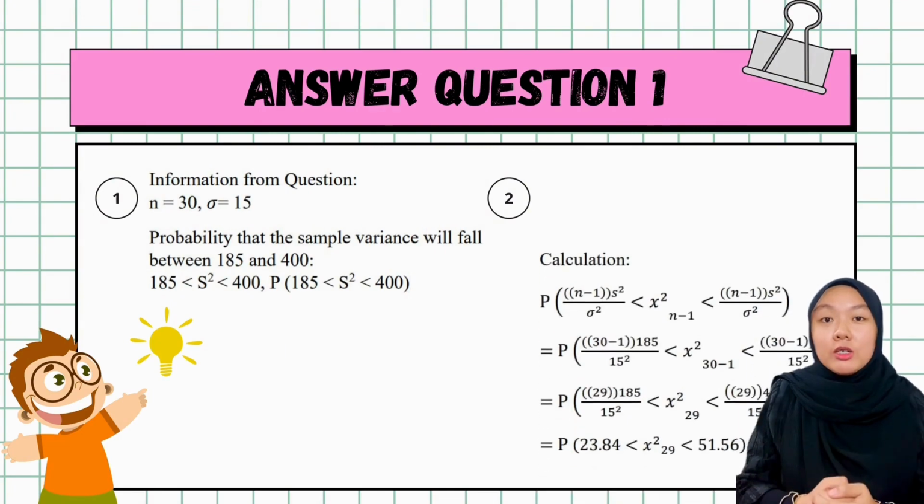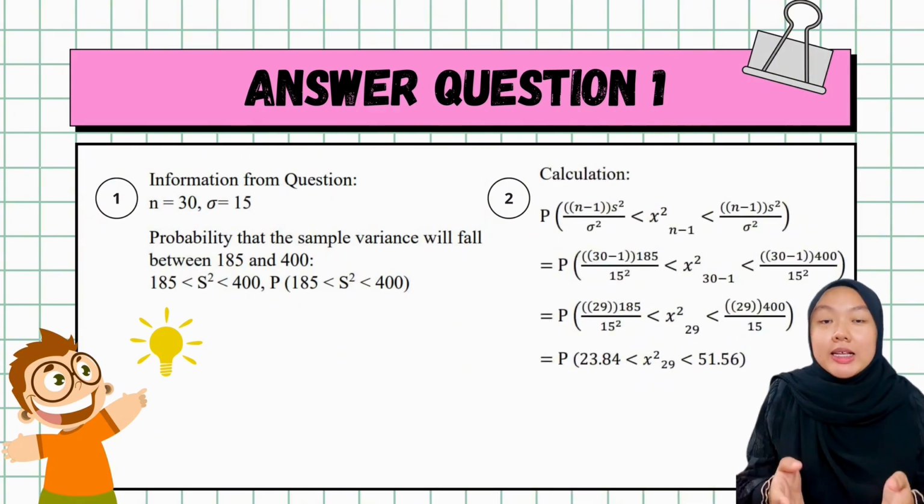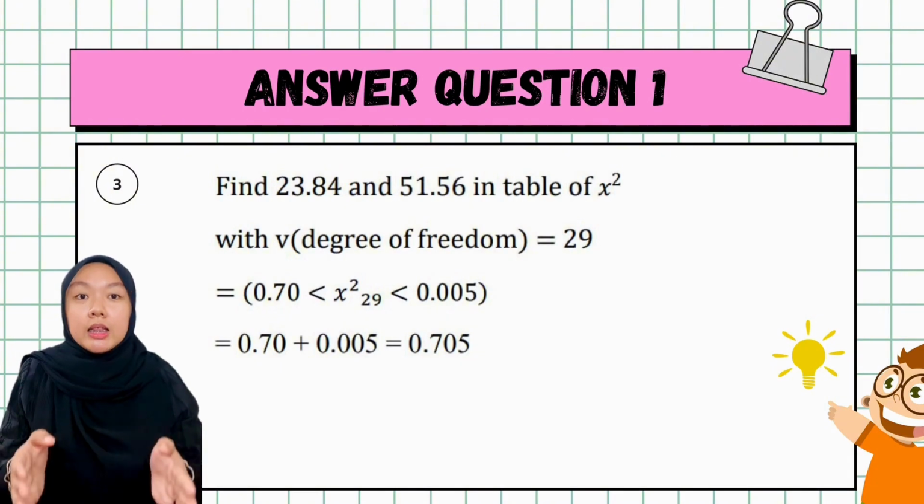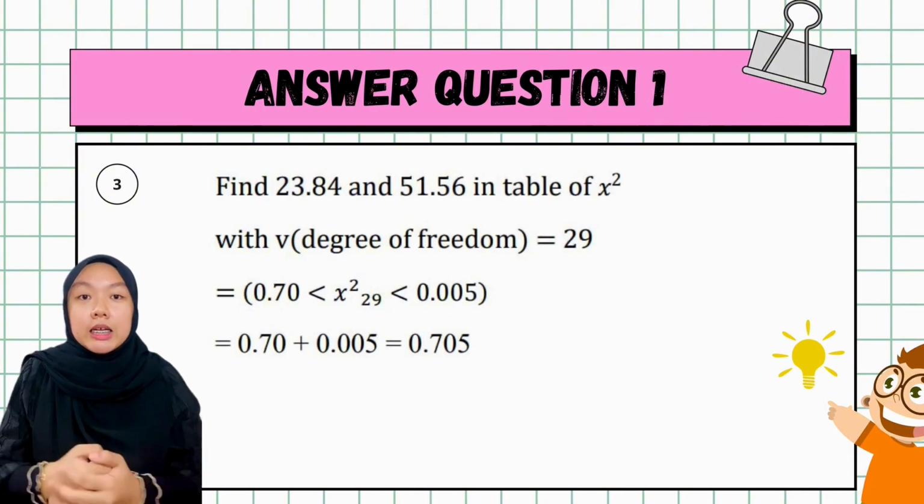Next, we proceed to the calculation part. The formula is chi-square with n minus 1 degrees of freedom more than and less than n minus 1 times s squared divided by the population variance, denoted as sigma squared. So we will get a chi-square with degrees of freedom 29 more than 23.84 and less than 51.56. The next step is to find 23.84 and 51.56 in the chi-square table using degrees of freedom V equal to 29.